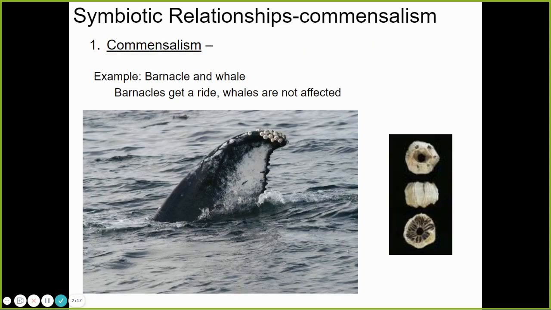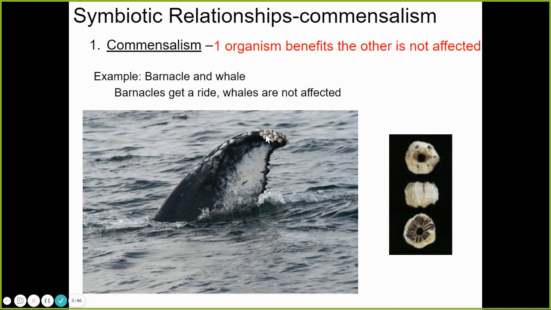Another type of symbiotic relationship is one that's called commensalism. And in commensalism, it's a little strange because one organism benefits from the relationship, but the other one is not really affected either way. It's not harmed, but it's also not really helped. An example of this is like a barnacle. You can see on this whale's flipper at the edge, there's some barnacles that have attached themselves there.